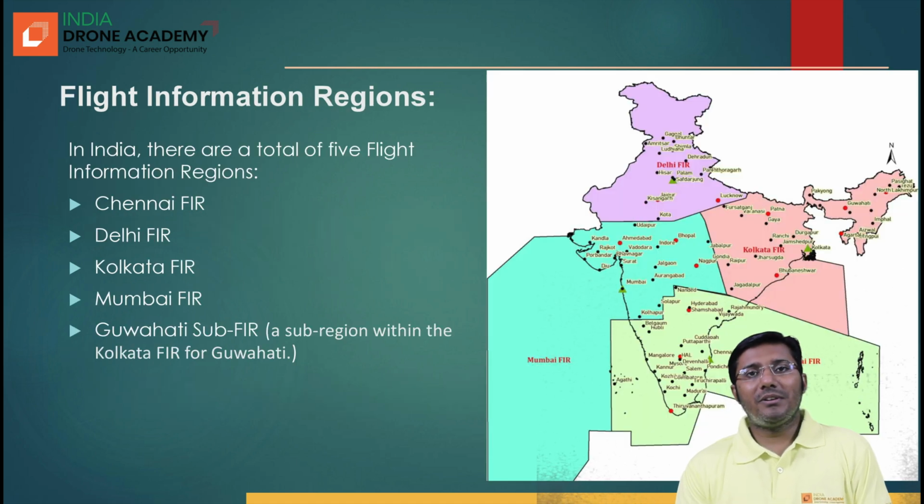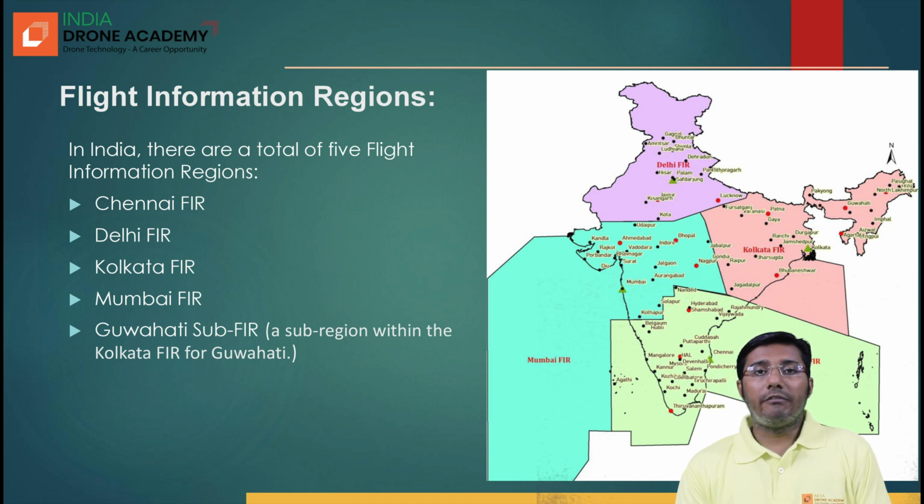Now we shall discuss the flight information regions, which we left in the previous few slides. In the Indian scenario, there are a total of 5 flight information regions. We can see in the image on the screen the Chennai flight information region, Delhi flight information region, Kolkata flight information region, Mumbai flight information region, and the fifth one is Guwahati, which is actually a sub-region within the Kolkata FIR.